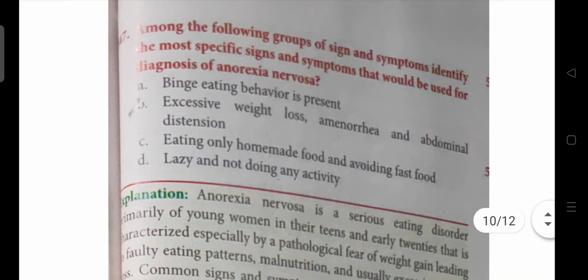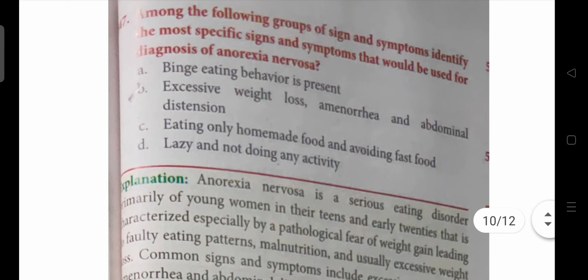Next, among the following group of signs and symptoms, identify the most specific sign and symptom that would be used for diagnosis of anorexia nervosa. Option B হবে excessive weight loss, amenorrhea and abdominal distension.